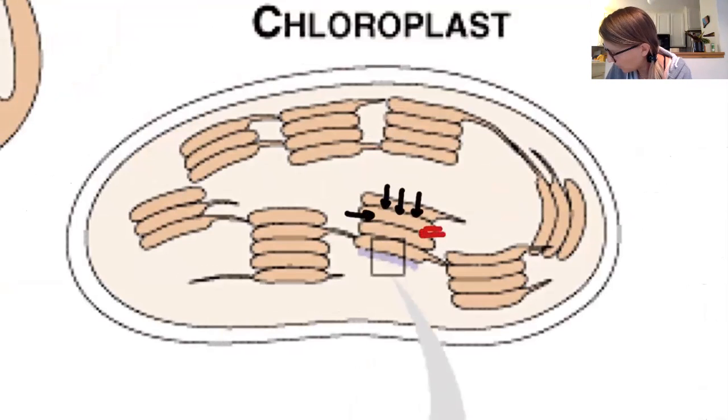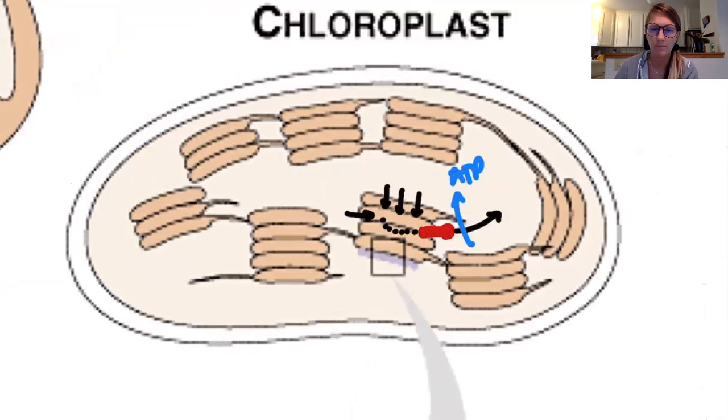On the thylakoid membranes, we're going to have an electrochemical gradient build up. Those H's are then going to go down their concentration gradient through ATP synthase, and we're going to see the production of ATP.